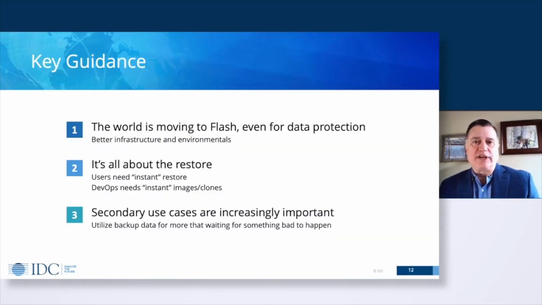So let me wrap up here with some key guidance, and I have 3 things for you. The first is the world is moving to flash, even for data protection. Right now it's mostly as a tier, but I think more and more you're going to see the all-flash arrays being deployed. The second thing to remember is when it comes to backup and recovery and data protection, it's all about the restore. Yes, backup is important, but it's axiomatic to say that it's the restore that is critical. And more users are needing and demanding instant restore for critical systems. And then the third is that secondary use cases have become an important part of many organizations' decisions in deploying backup and data protection systems.